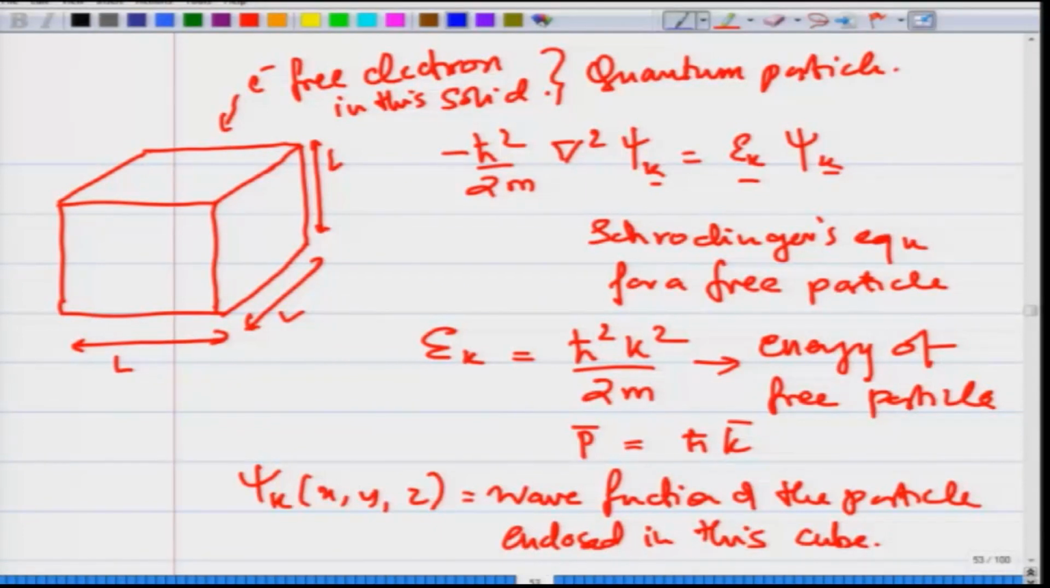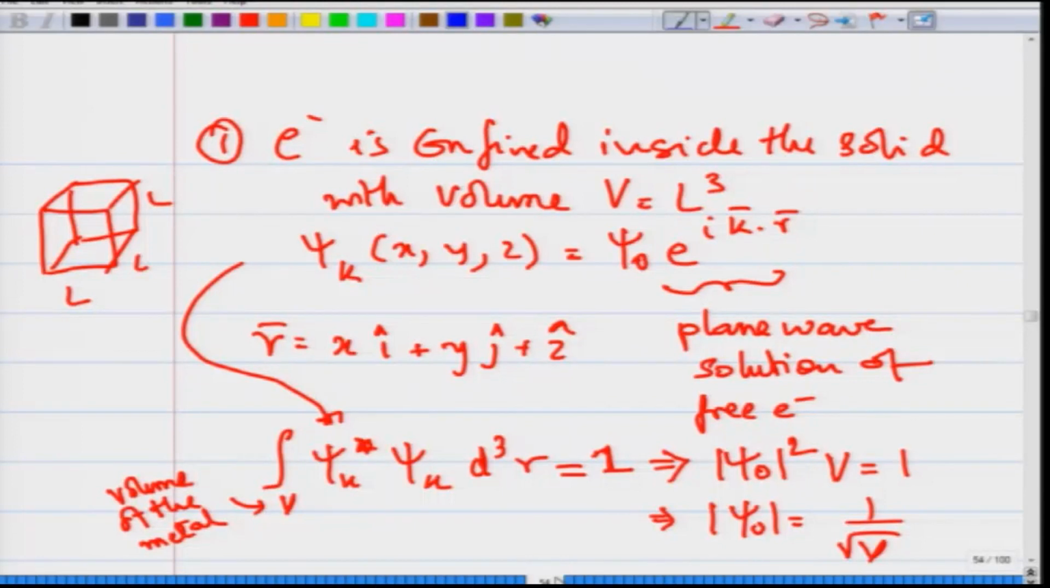So, we consider that the solid is a cube of sides of length L. We had seen this already, and you write down the Schrodinger equation for the free electron, whose energy is given by E_k = ħ²k²/2m, and psi_k is the wave function of the electron. Being a free electron, we consider it like a plane wave. So, this is your plane wave solution for the free electron, which is moving through the solid.